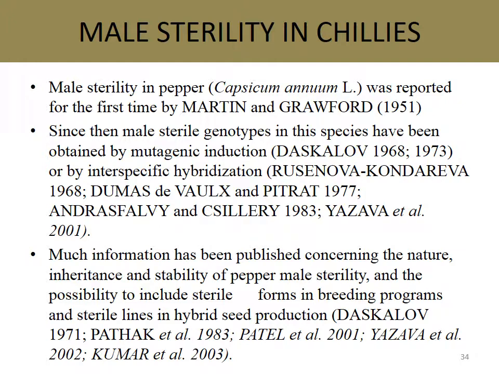Male sterility in pepper was reported for the first time by Martin and Groford in 1951. Since then, male sterile genotypes in this species have been obtained by mutagenic induction or by interspecific hybridization. Much information has been published concerning the nature, inheritance, and stability of pepper male sterility, and the possibility of including sterile forms in breeding programs and sterile lines in hybrid seed production.